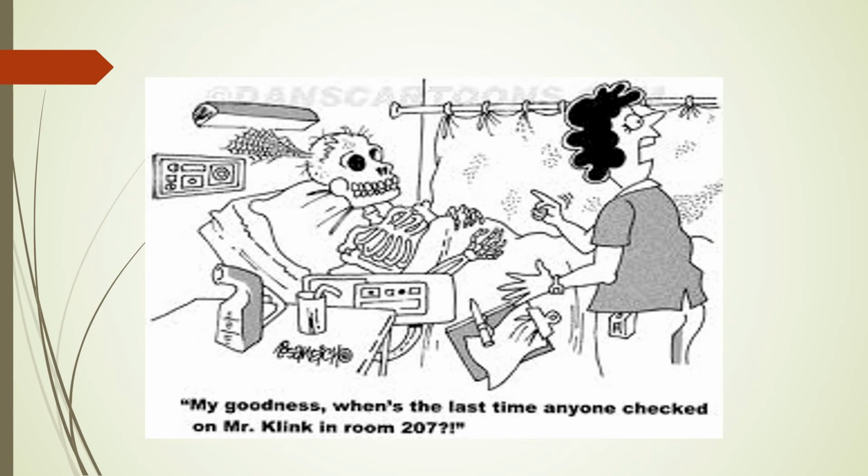And again, you probably ask, how often do we reassess our patient? Some facilities have certain time frames. If you work in the ICU, it's typically every hour, every 2 hours. If you work on a general medical surgical unit, it's typically every 4 hours unless there's a certain procedure done. So it will vary. And how would you know that? Based on your initial assessment. Then you would know when to reassess your patient. But it looks like no one has checked Mr. Klink in room 207, because he has turned into a skeleton. Don't let this be your patient.